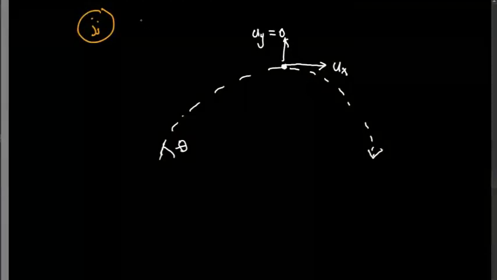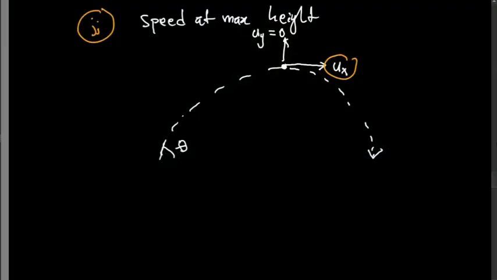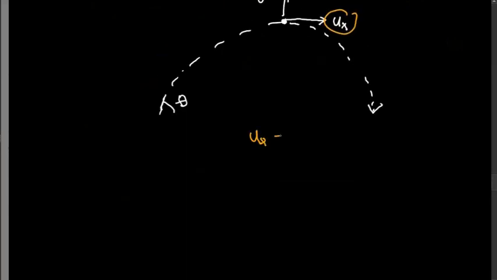So the question says you should calculate the speed. Calculate the speed at max height. What is the speed at maximum height? It's simply ux. That's the speed at maximum height. And what is ux? 50 meters per second. So your answer, therefore, ux is equal to 50 meters per second, which is the speed at maximum height. That's the end. You don't really need to solve anything for this one.